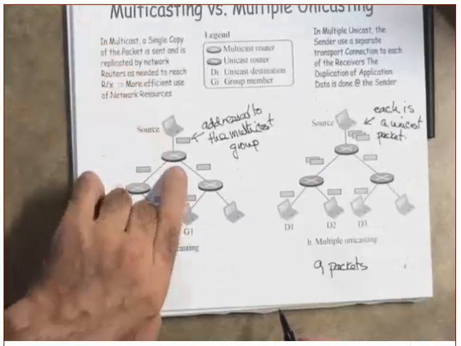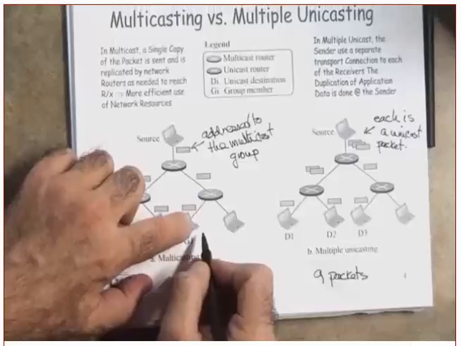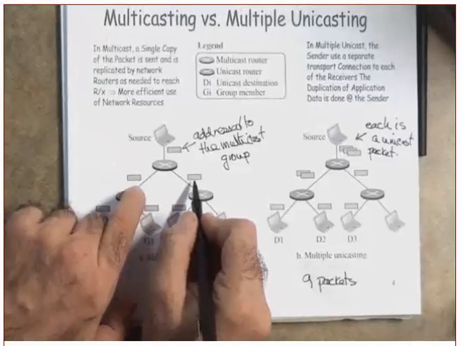This one will forward a copy to here and to here. This one will make only one copy and forward that copy here, for a total of 1, 2, 3, 4, 5, 6. We have 6 packets. This is more bandwidth efficient. Instead of sending 9 packets, you are sending only 6.